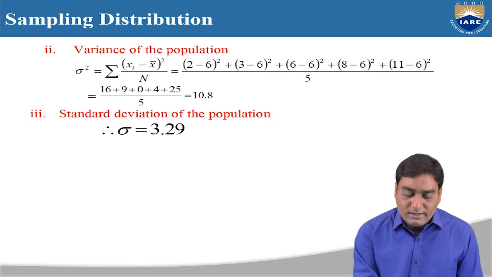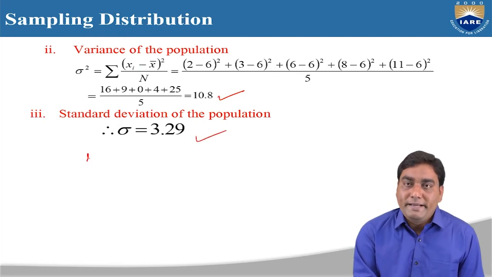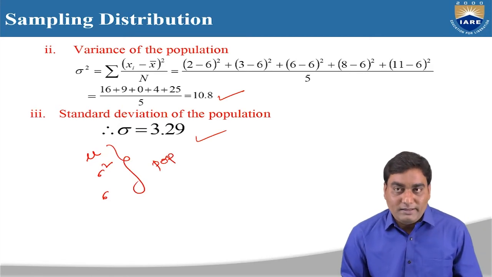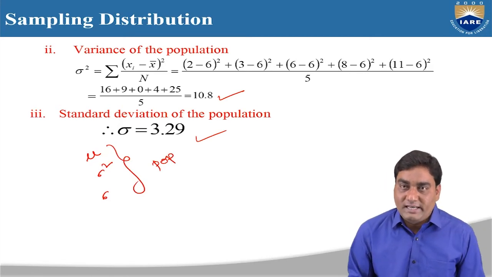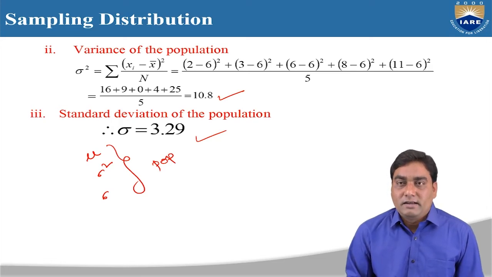And variance sigma square equals sum of (Xi minus x bar) whole square; if we simplify, we get 10.8, and SD is 3.29. So the mean, variance and standard deviation of the population we calculated. Whether it is with replacement or without replacement, there is no change in finding the mean, variance and SD of the population.